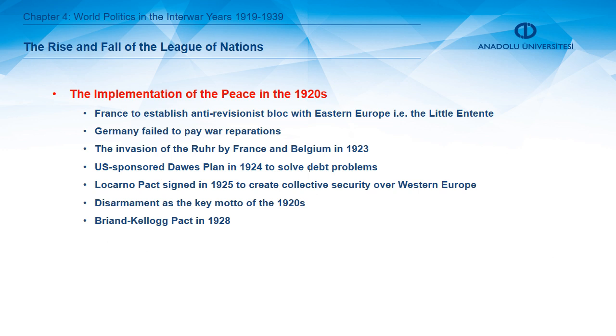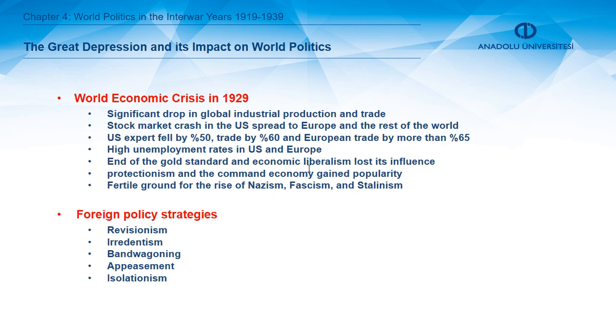And finally, the Briand-Kellogg Pact, which was an international agreement first signed between France and the United States, and then other nations joined in the pact, was a key development. This was the first international treaty which renounced the use of war, the use of force, as a means of foreign policy. This pact prohibited the use of force, war, in international politics. So this is the key aspect of the Briand-Kellogg Pact.